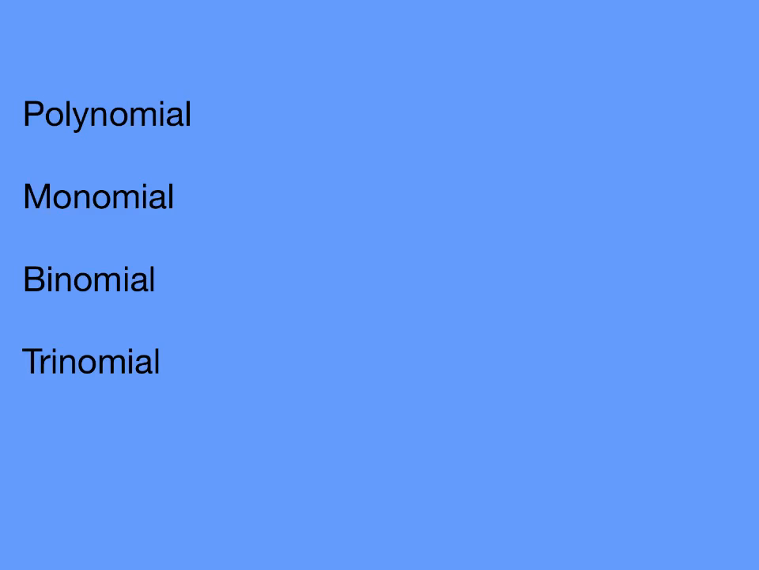So starting with the monomial. The prefix mono means one. So a monomial would just have one term. And it might look like 6x. It might look like 3. It might look like 2y to the second power.